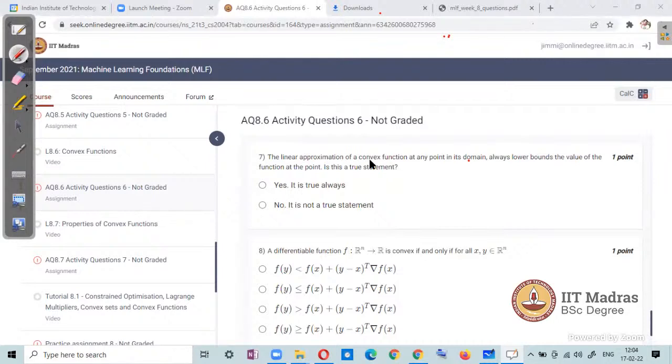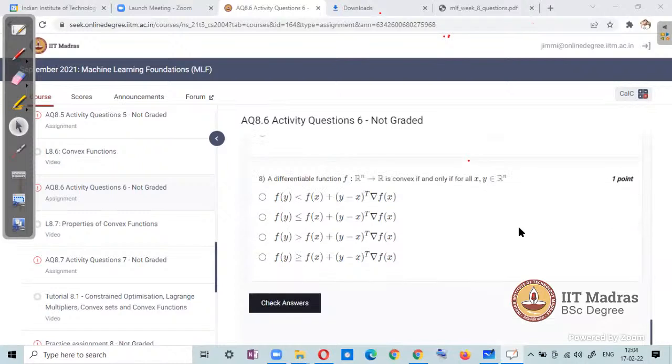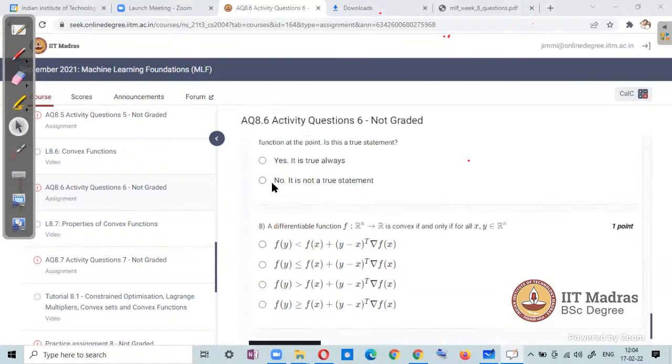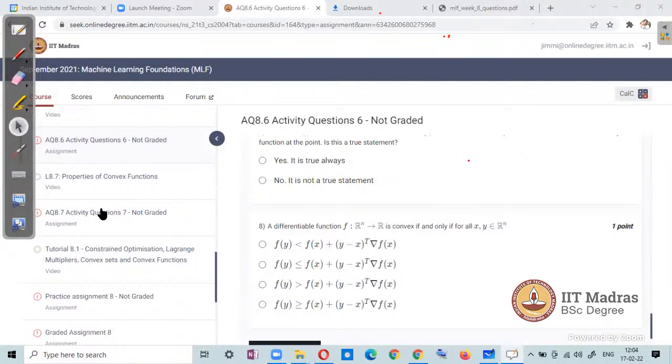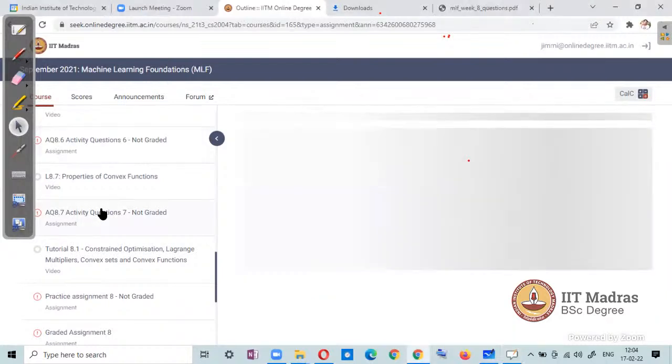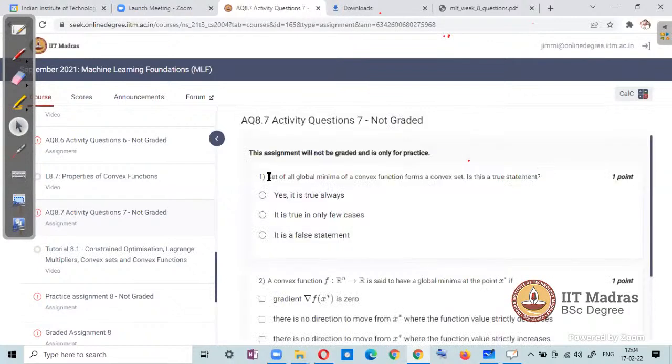The third question's answer also comes directly from the definition. We have seen that. So let's move to activity point 7. The set of all global minima of a convex function forms a convex set. Is this a true statement?